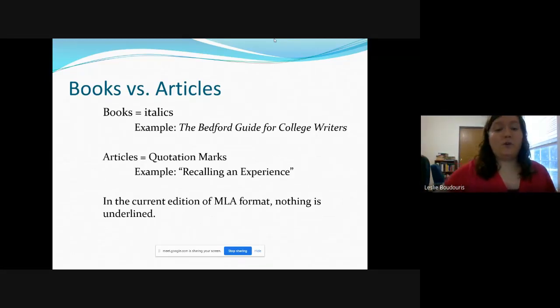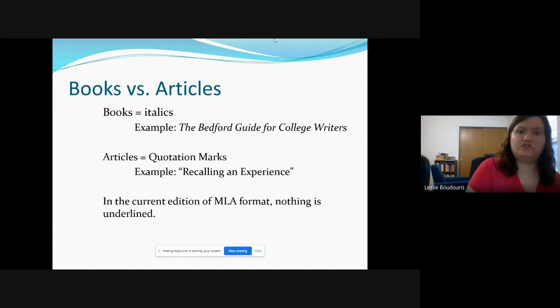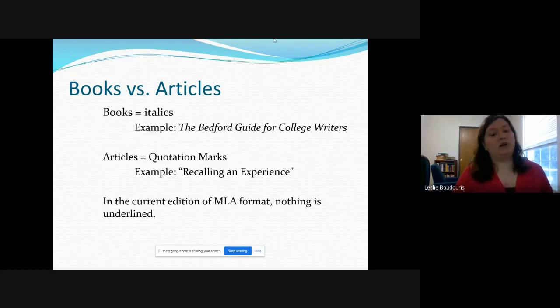And so if you do have a book, for example, the Bedford Guide to College Writers, that's a book. That's going to be in italics. If you have an article, so Recalling an Experience, which was the formal title of this chapter, that's going to be in quotation marks. No title will ever be underlined. That is an old version, so if you see anything underlined, you know that's outdated. And no title will ever be both in quotation marks and italics.